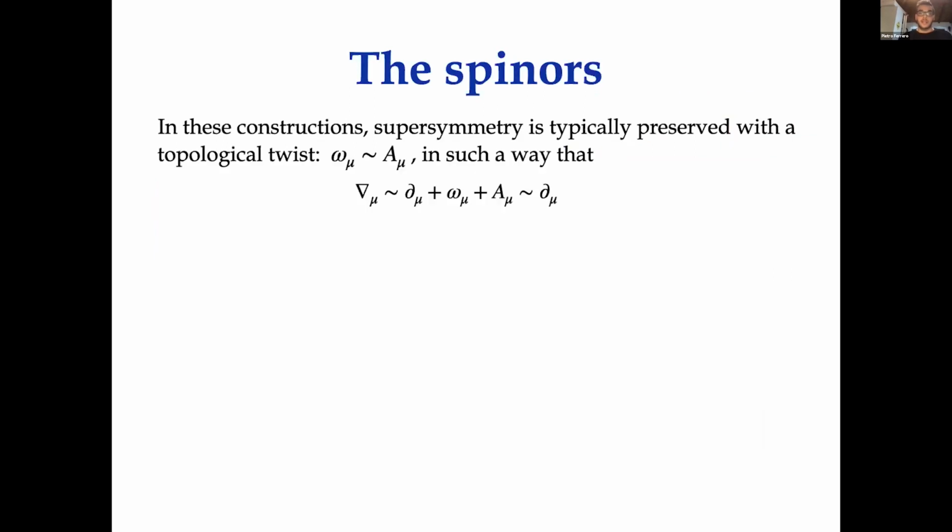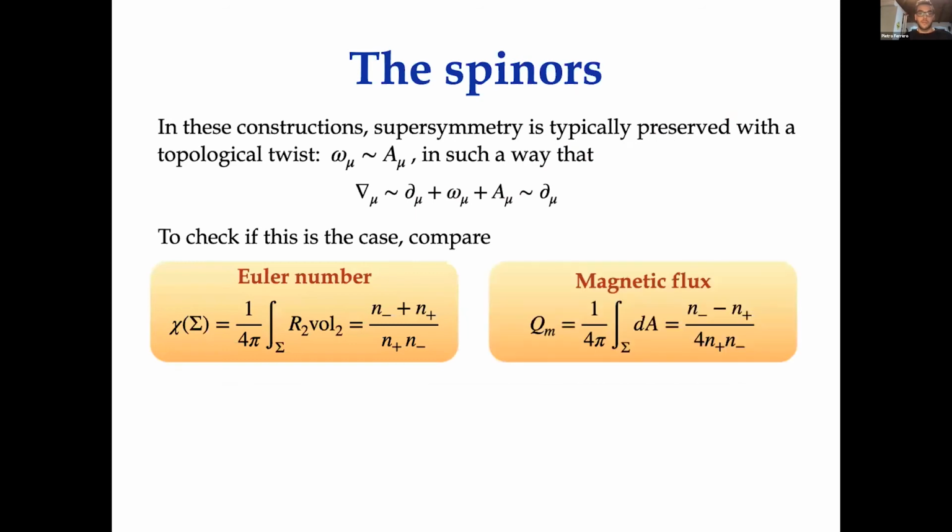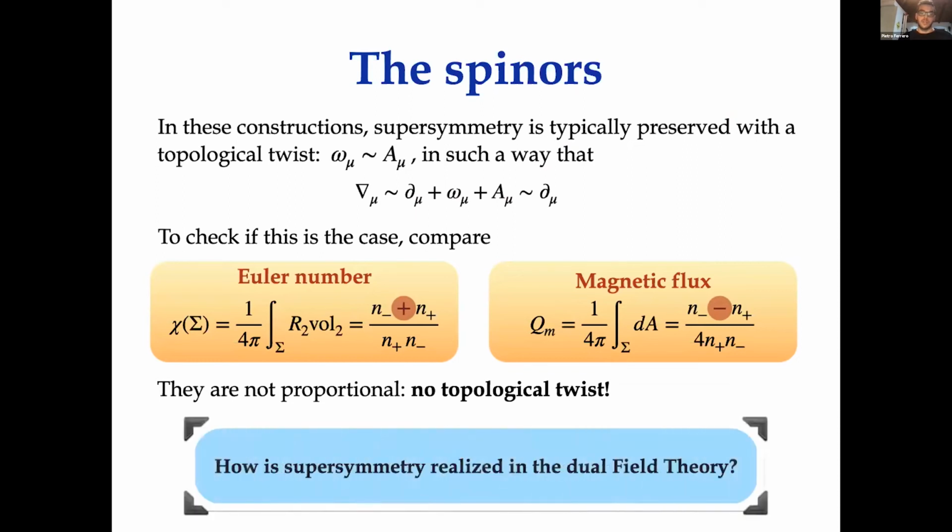The second aspect is that of supersymmetry, which in the presence of a magnetic flux is typically realized with a topological twist, which means essentially identifying the spin connection and the gauge field. And to see if this is the case here, we should compare the Euler number of the spindle with the magnetic flux across the spindle. And what we find is that the 2 are not proportional, so supersymmetry is not realized with a topological twist, which raises the question, which is still standing, of how supersymmetry is realized in the dual field theory.